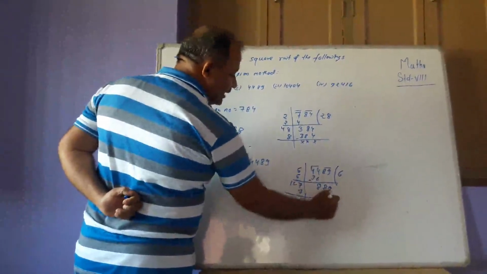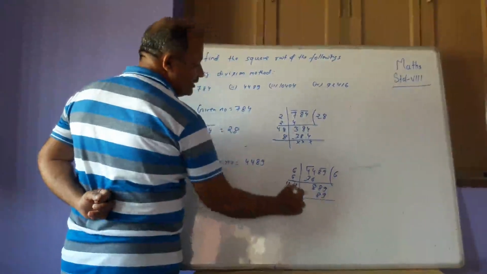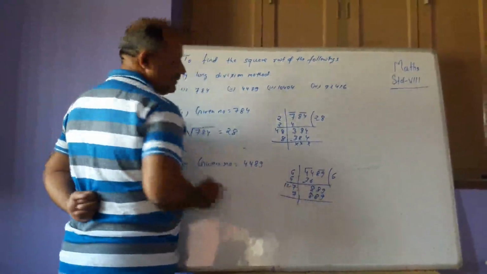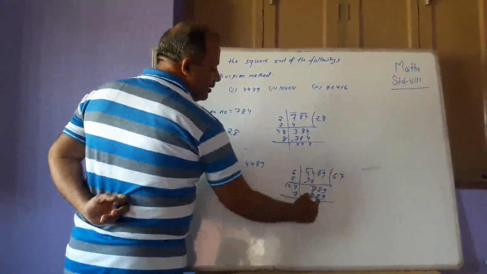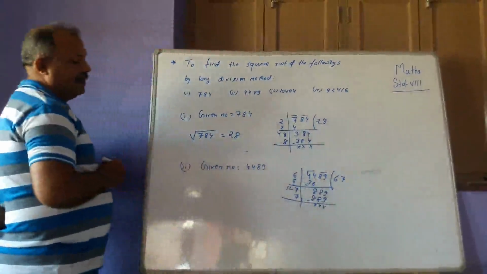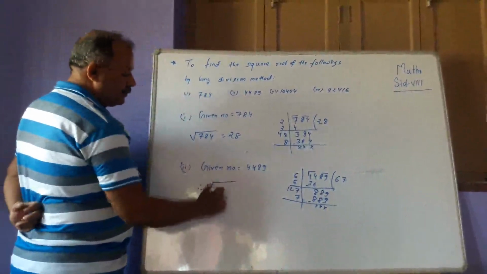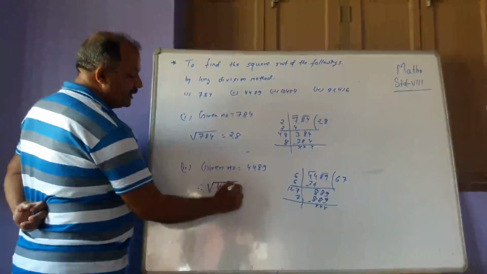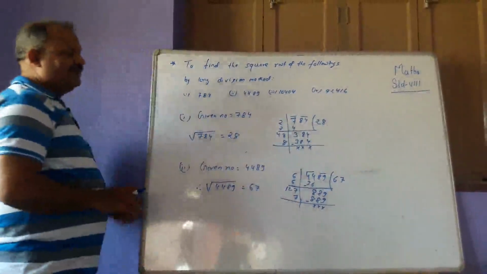7 7s are 49, 7 2s are 14, or 4, 18, 7 1s are 7, or 1, 8. Here 1 7 will be given, or on subtraction all will be crossed out. And therefore the square root of 4489 will be 67.